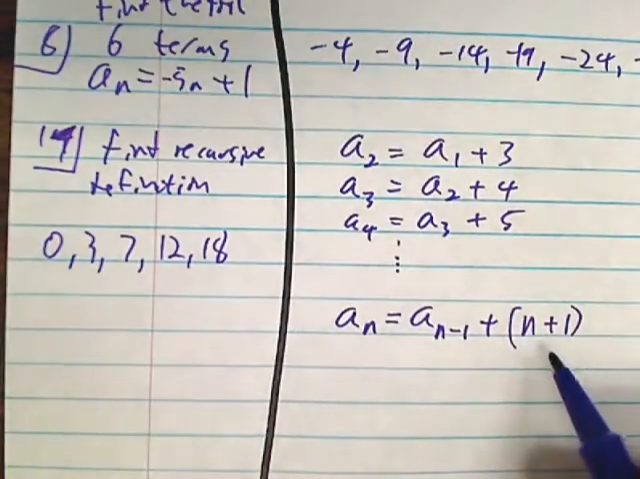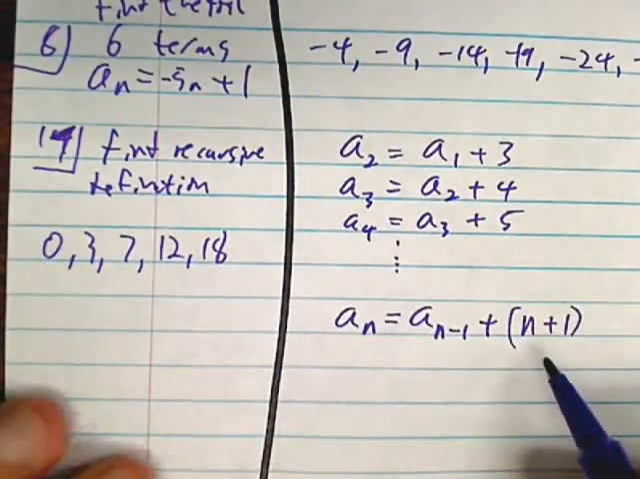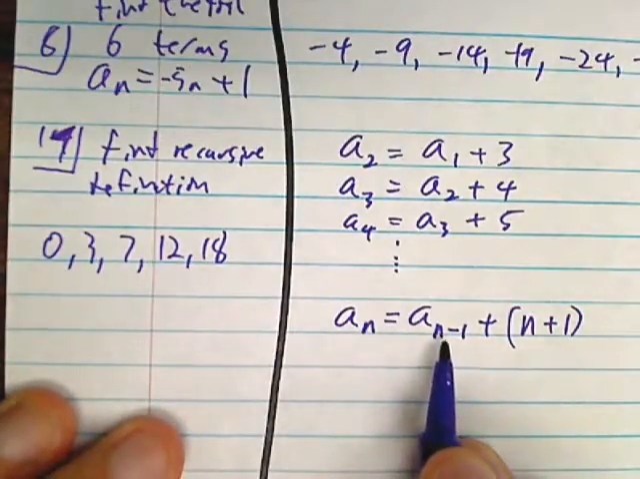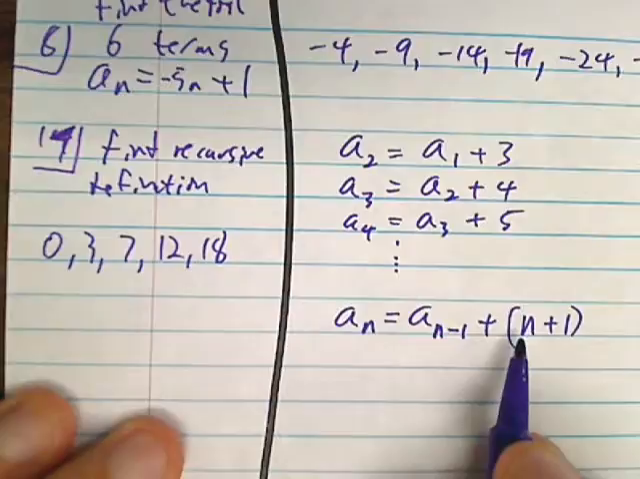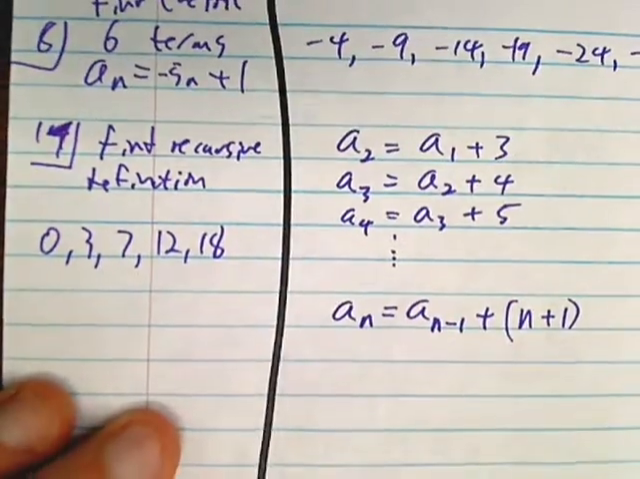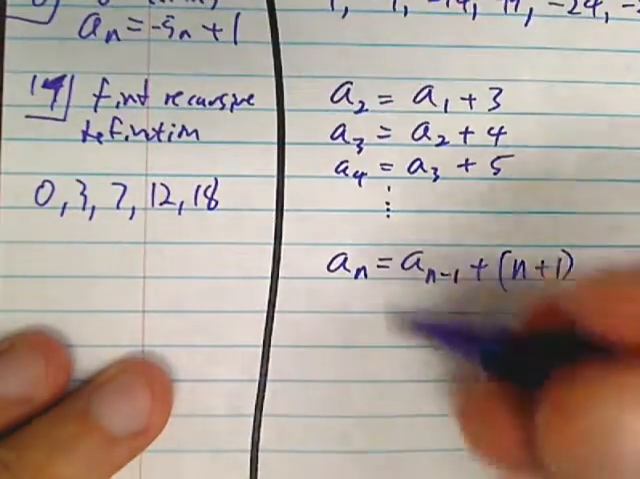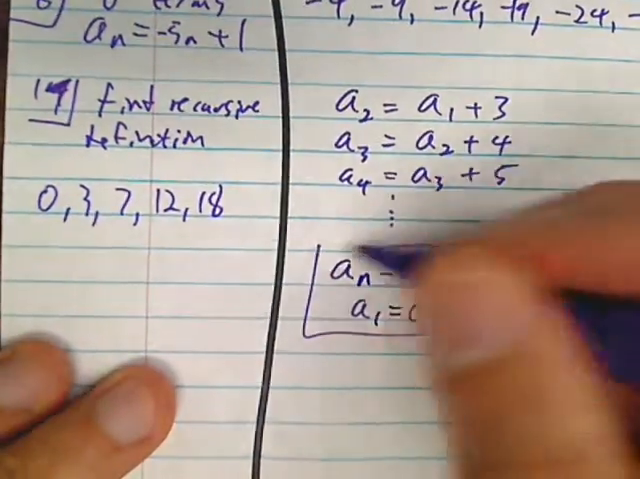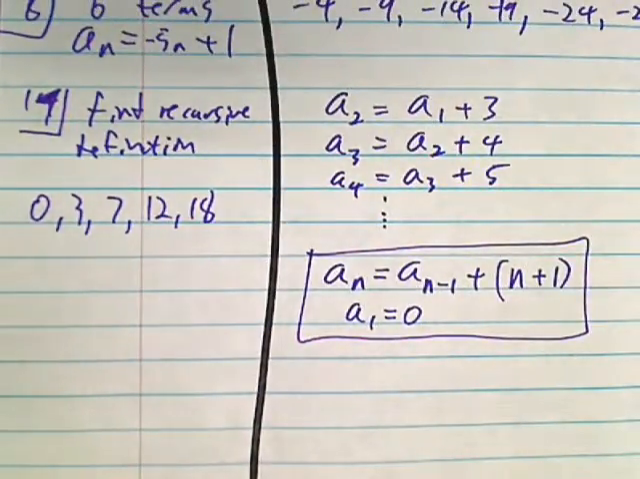Now, those parentheses aren't terribly necessary, but I just want to set it aside. So every term is the previous term plus 1 more than the value of n. Okay, so that's a recursive definition. That's only half of it, though, right? The first term is 0. You have to give it a place to start. So there's your answer for 17.